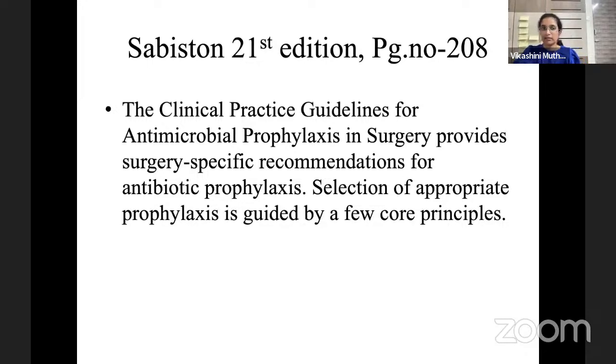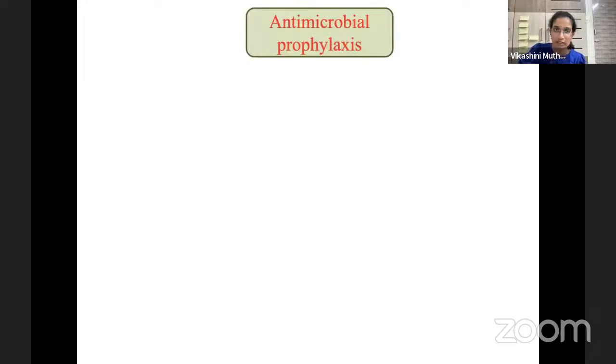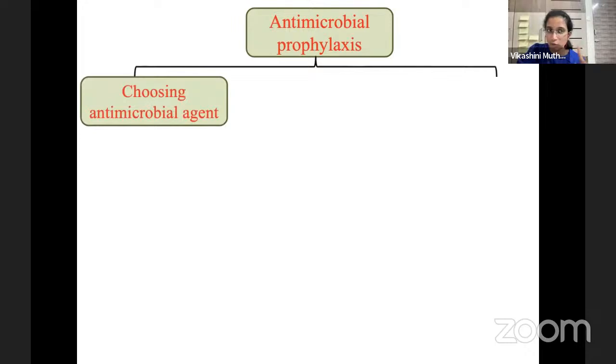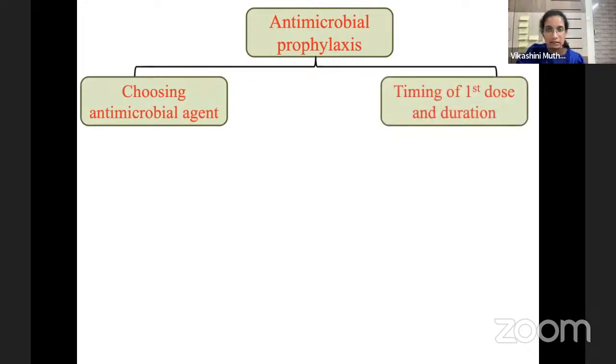Now, in Sabiston, especially in the clinical practice guidelines, there are some recommendations regarding antibiotic prophylaxis. It is basically based on a few core principles which consider two entities: one is choosing an appropriate antibiotic, and the other is the proper timing of the first dose, and then when you will redose it, after how much duration. These are the two considerations upon which the recommendations for prophylactic antibiotics are decided.